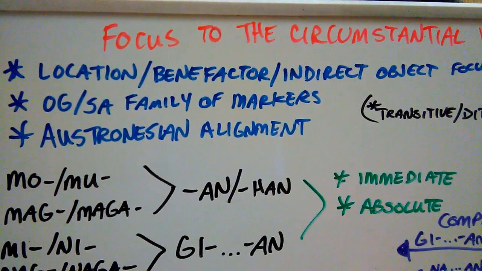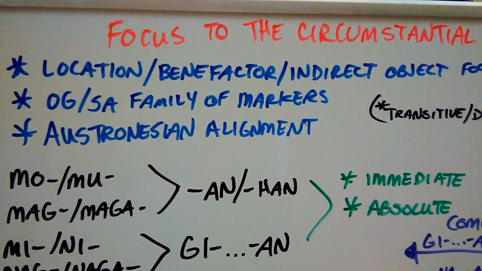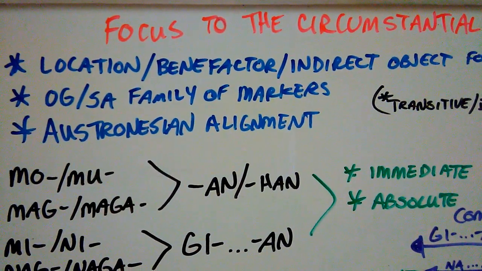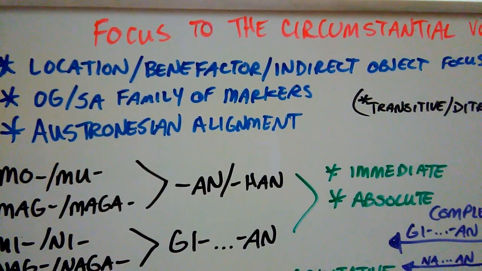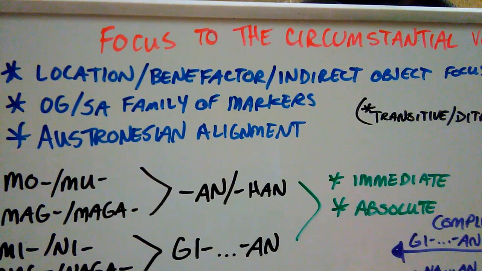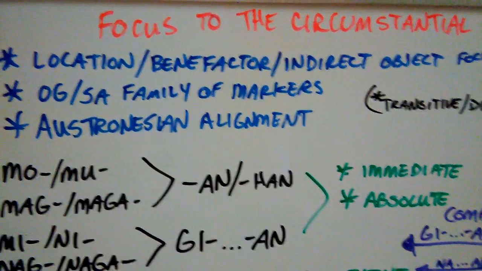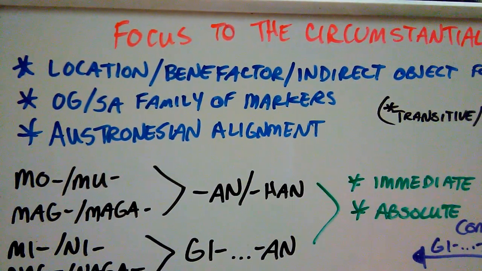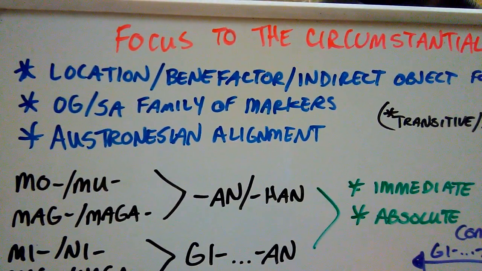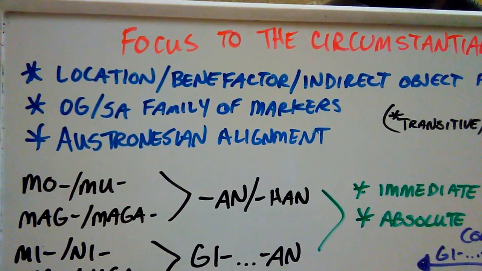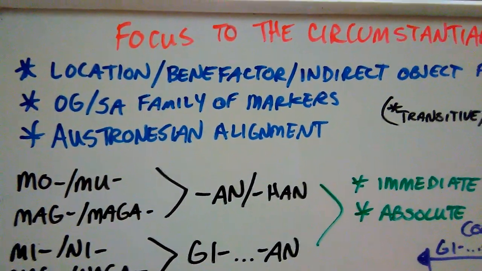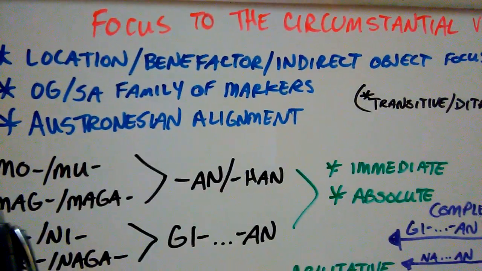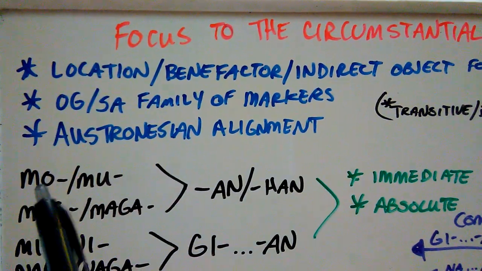Benefactor, right? Someone or something is going to be benefiting from this. Again, transference. The focus is on the transference. So whoever is going to be benefiting from this is going to be having the focus on the transference to the benefits. Okay? For the circumstantial voice, the focus on the circumstantial voice, right?